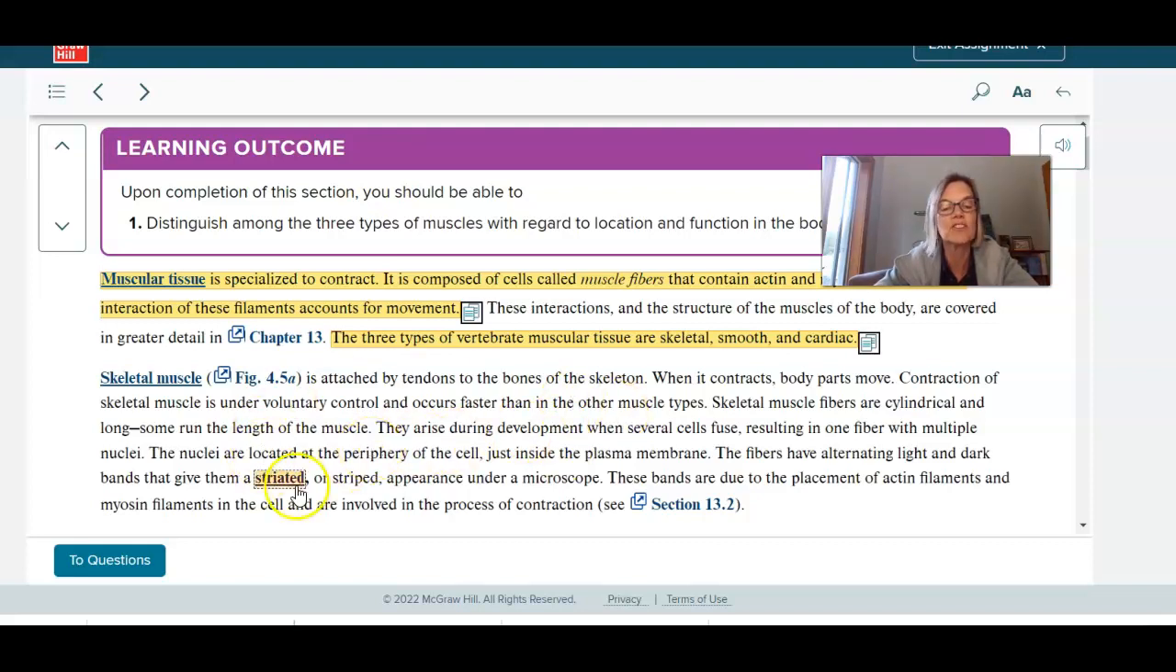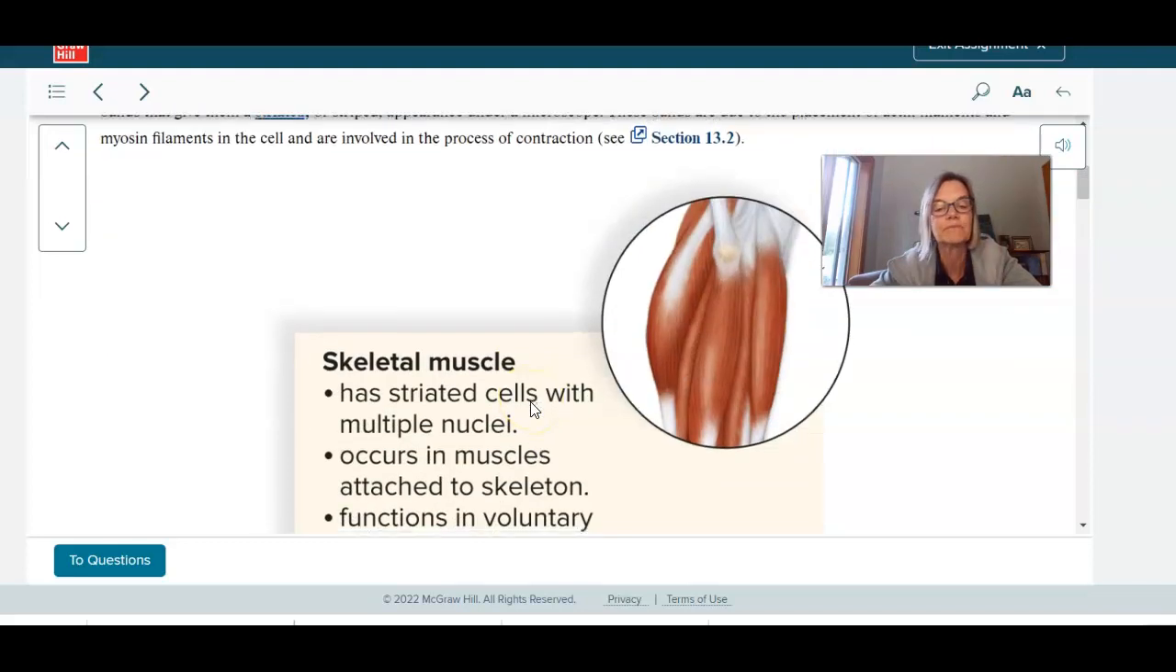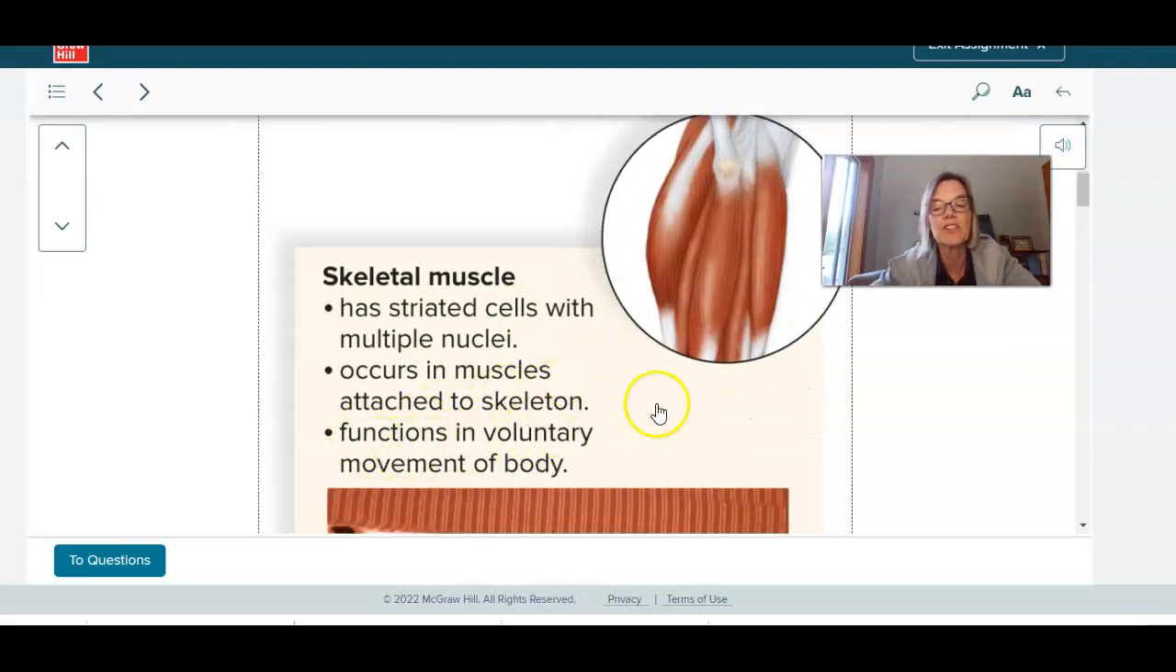It talks here a lot about striations and all that, and that's a microscopic thing that we're not going to do in this section. Okay, but the functions are voluntary.